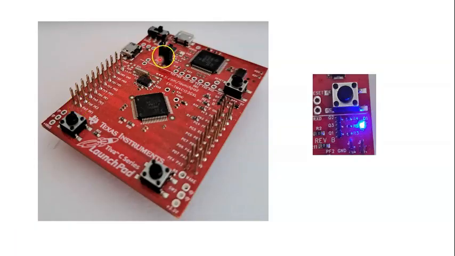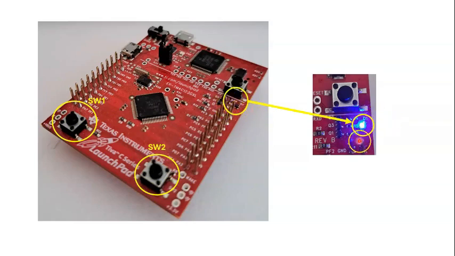So this is the Tiva C series LaunchPad board, the EK-TM4C123GXL. I'd like you to take note of these two push button switches here. This one is SW1 and this is SW2. The RGB LED is here, but I'm only highlighting the blue LED part.